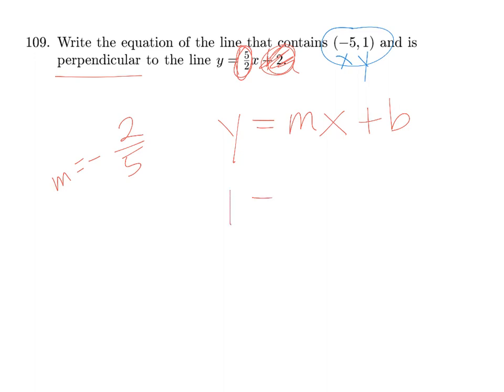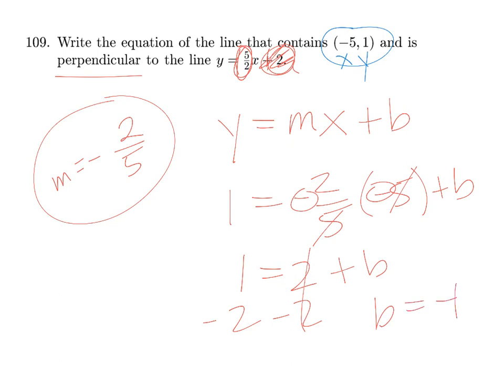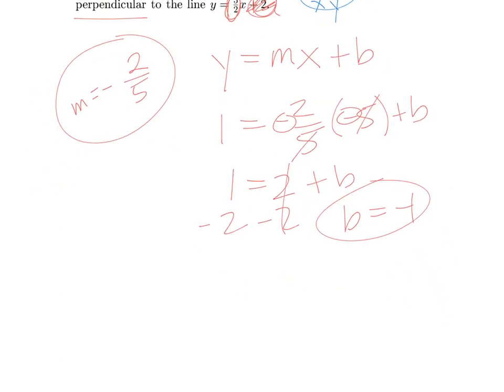So I have 1 is equal to m, which is what I just figured out, negative 2/5 times x, which is negative 5, plus b. All right, the 5's cancel out. Watch out for the negatives here. It's going to become positive. So I have 1 is equal to 2 plus b. Subtract 2 now, and b is equal to negative 1. Okay, so to complete my equation, y is equal to negative 2/5 x minus 1. Done.